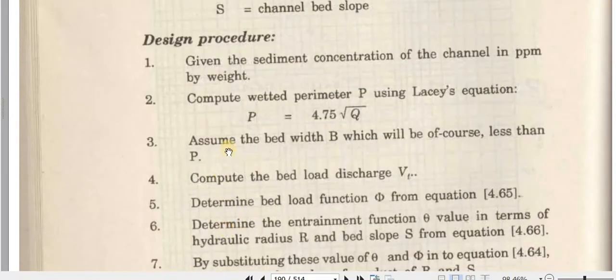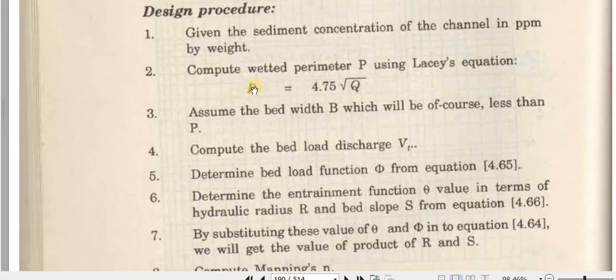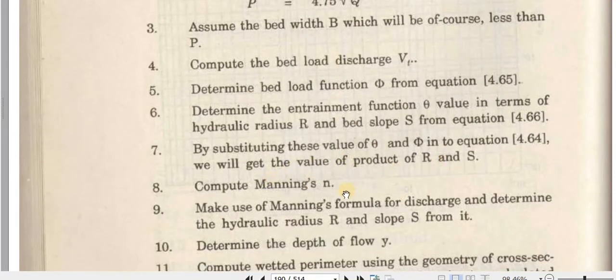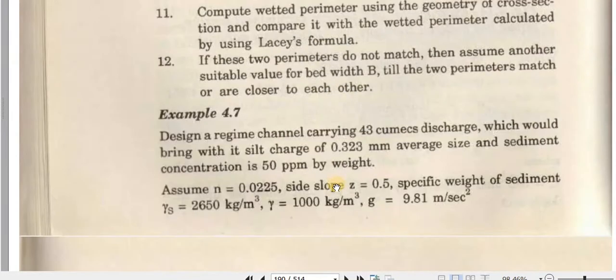So the design procedure: given the sediment concentration of the channel in ppm, we will calculate P, and then we will assume the B, and it should be less than P. Compute the load Vt and determine the bed load function from the equation, and then determine the entrainment function using the bed load function, and then N, R, S, all the other values.